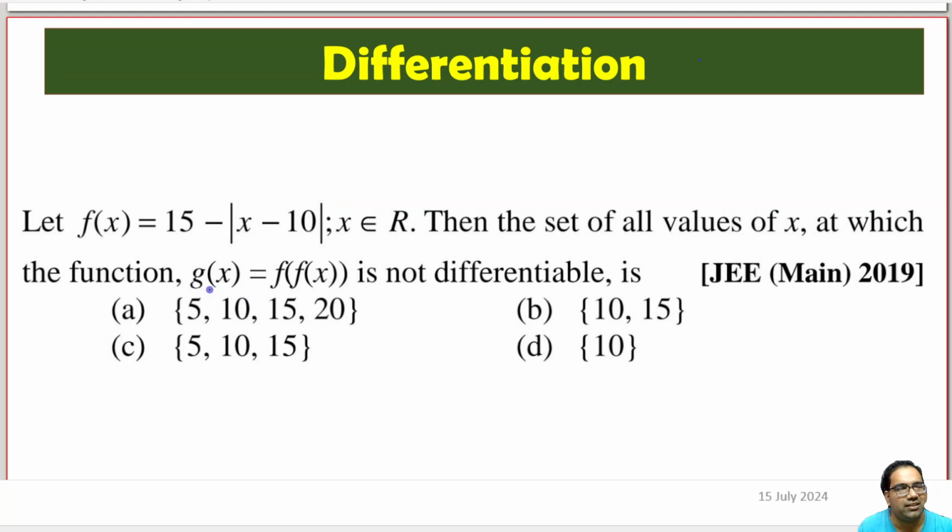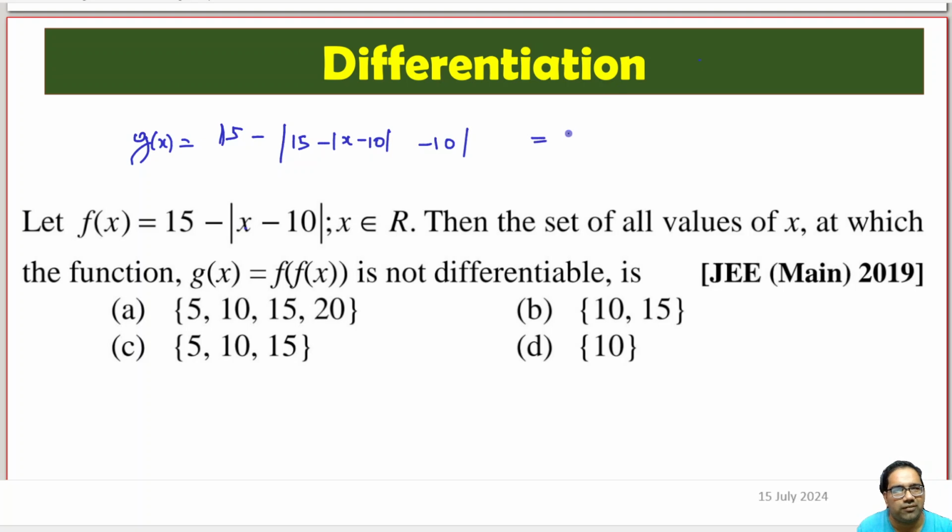Right, let us first try to create this g of x. What is g of x? F of f of x is nothing but 15 minus absolute value of, within this x, we have to replace again this one, 15 minus absolute value of x minus 10. This is again our x. This becomes our x, then minus 10. This x is actually replaced by this one: 15 minus again absolute value of x minus 10 by this thing. This is our g of x, g of x equal to this.